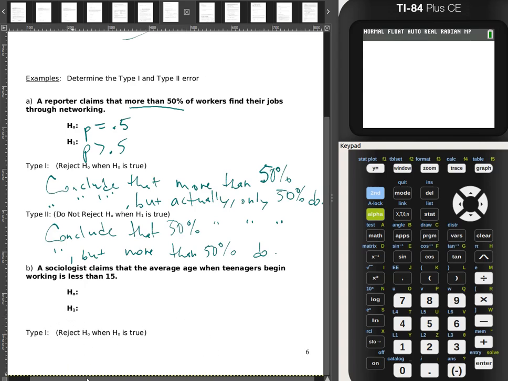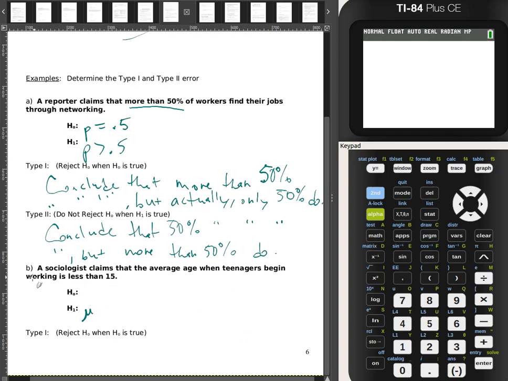But here we're talking about how much those errors are actually going to affect someone, and it depends a lot on the context. So here, we have a sociologist claiming that the average age when children begin working is less than 15. So probably we're talking about some situation where we're going to be making some legislation about child labor or something like that, that could maybe affect someone.